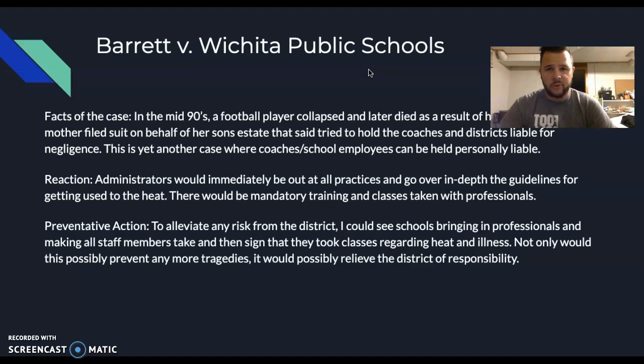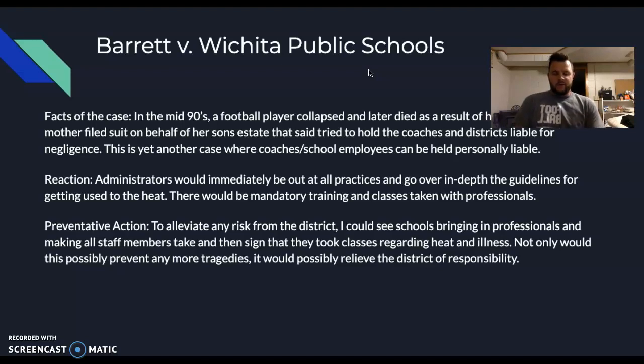They probably would have stayed for the rest of the year, all practice, all the time, and they would at least go over in depth the guidelines for getting used to the heat. There would be more mandatory training. Classes would be taken with professionals as a preventative measure, and to alleviate any risk from the district.